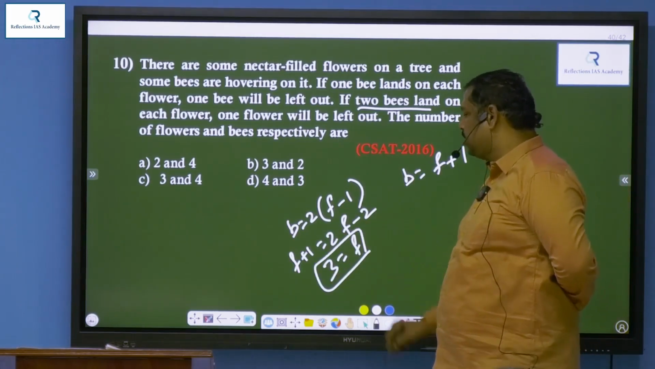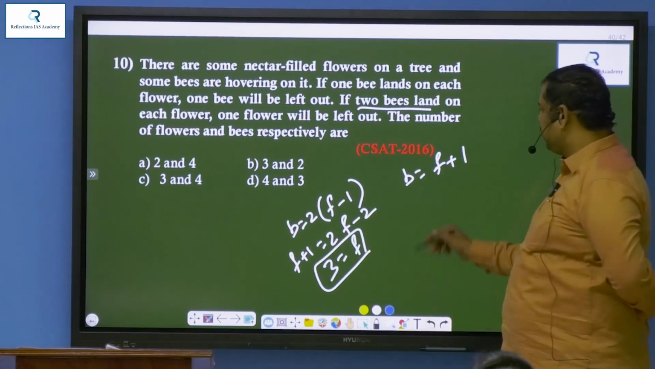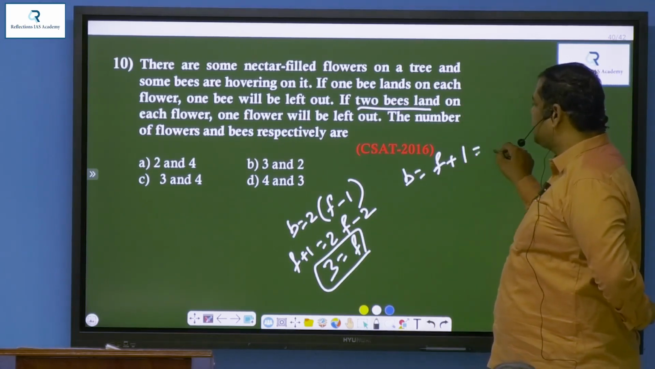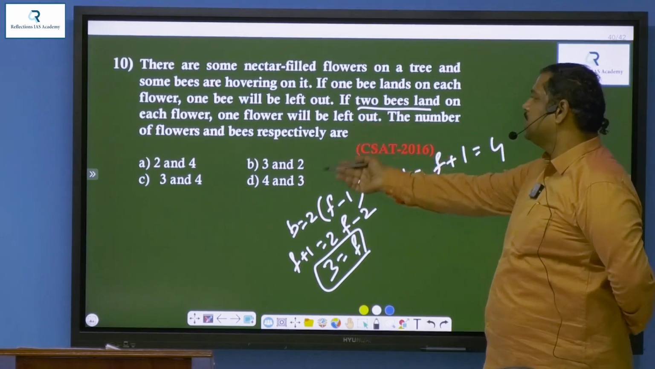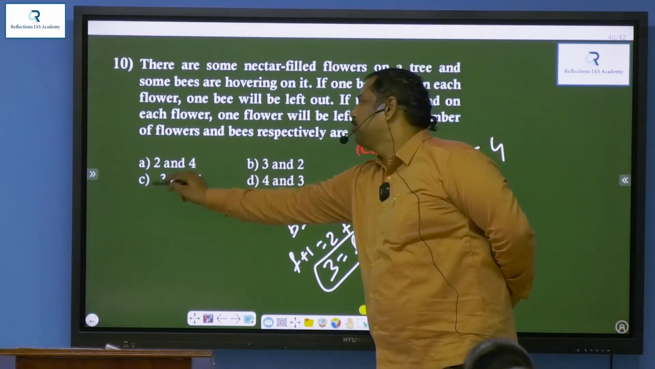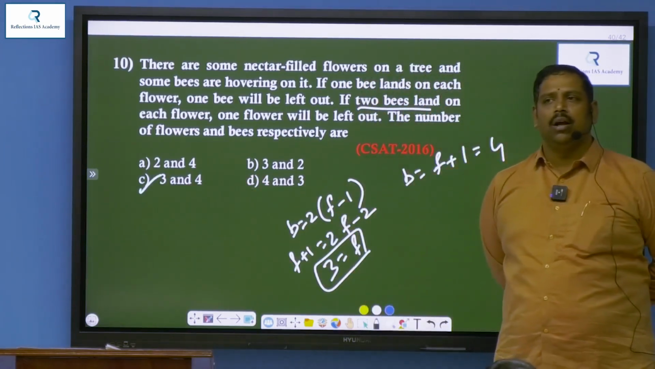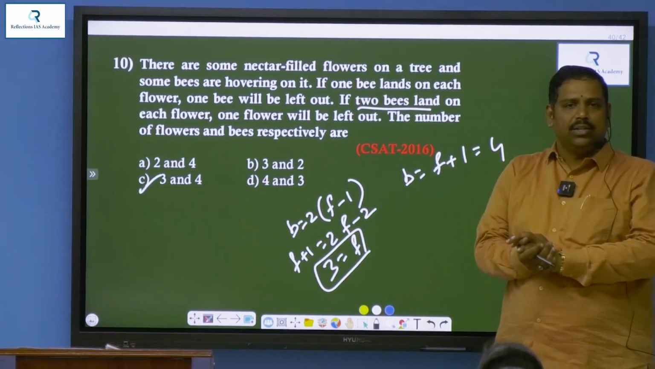So how many flowers are there? 3 flowers. Bees means plus 1. How many bees are there? The number of flowers and bees is 3 and 4. Got it? Okay. Now what I can do is observe.